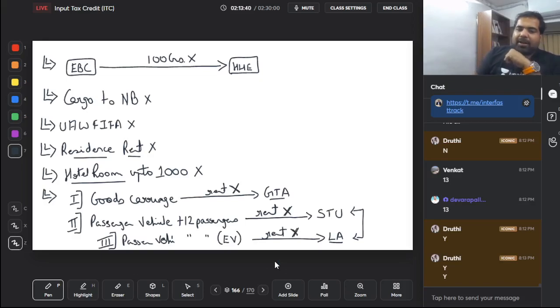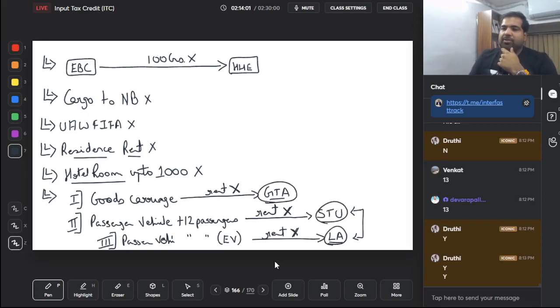So how will you remember, guys? Goods carriage, any goods carriage to a GTA, yes, any goods carriage to a GTA, exempt. The rent will be there but GST will not be there. Passenger vehicles more than 12 to state transport undertaking, yes, only to state transport undertaking, not to anyone else. So guys, you have to be very, very sure.